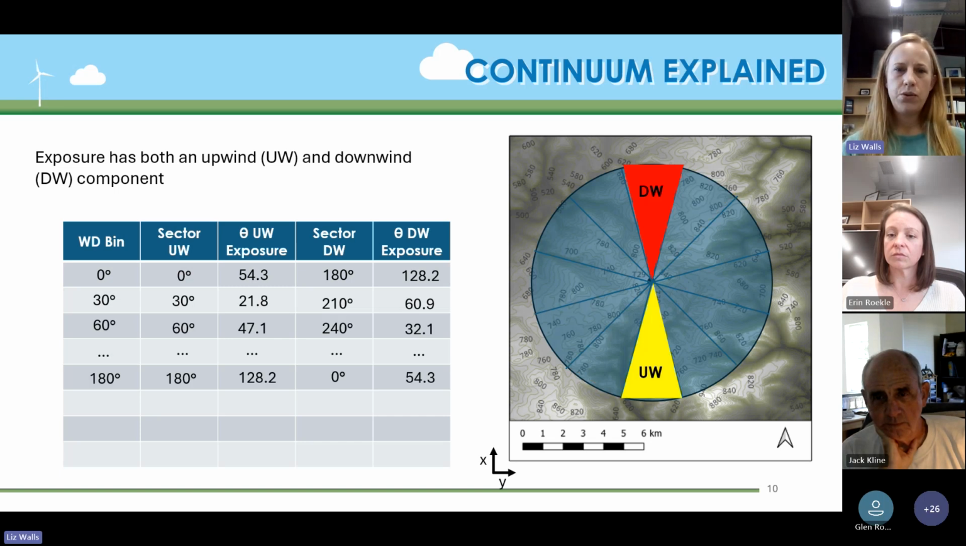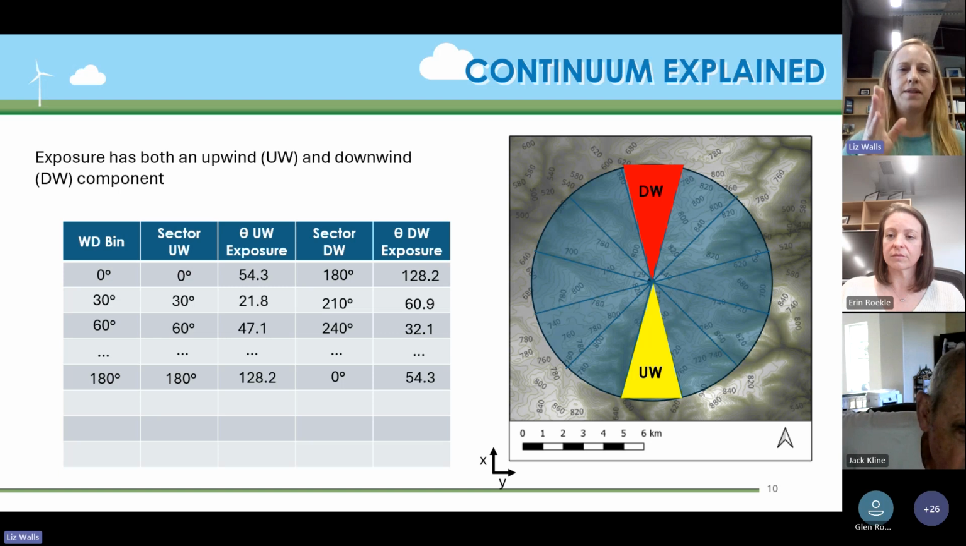So we can march around the wind rows all the way now to 180 degrees. When considering the wind from the south, from the wind direction of 180 degrees, the upwind sector is from the south, and the upwind exposure is 128.2 meters, which, and this is important, is the same as the downwind exposure when considering the wind from the north. So it's just equal and opposite, in the other direction. Similarly, the downwind sector, when considering wind from the south, is the northerly sector with an average elevation difference of about 54 meters.